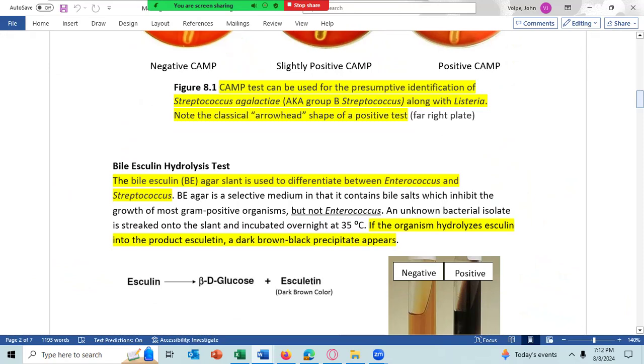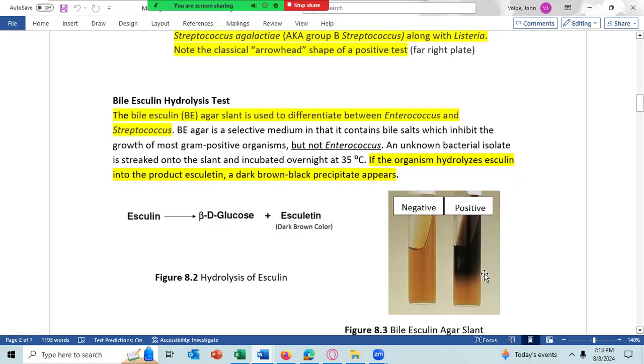This is a tube containing bile-esculin. And when bile-esculin is hydrolyzed, it will change esculin to esculetin. And esculetin is a very dark brown color, almost blackish. Whenever you have 50% of the tube or more brown or blackish, that is positive for a bile-esculin hydrolysis test. And there we have a negative bile-esculin hydrolysis test.